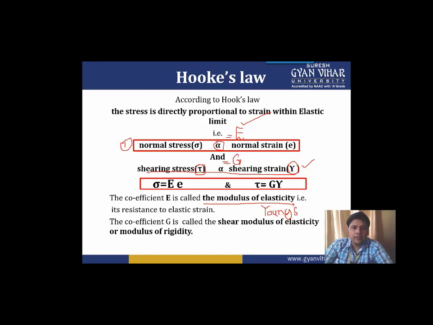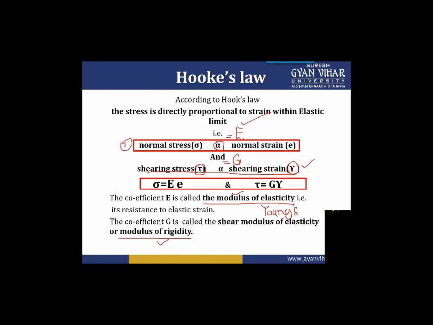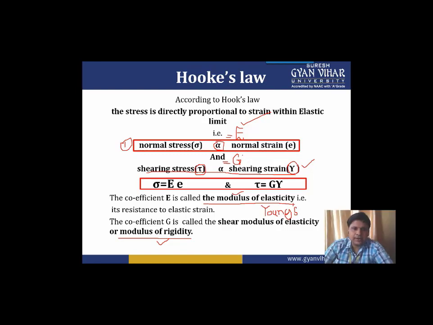It is known as the modulus of rigidity. So in the case of normal stress, it is the modulus of elasticity, and in the case of shear stress, it is the modulus of rigidity. Both are important. The modulus of elasticity is denoted by E, and the modulus of rigidity is denoted by G. I hope you have understood this.